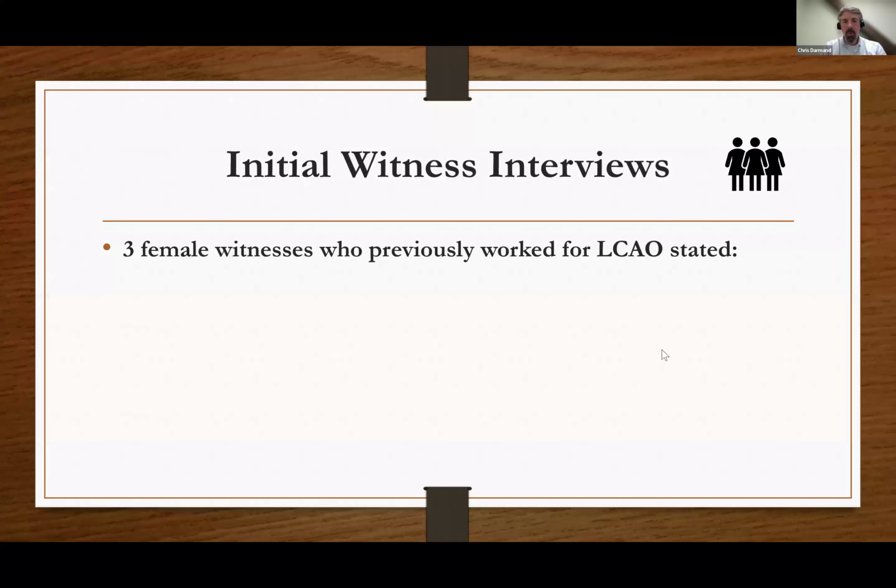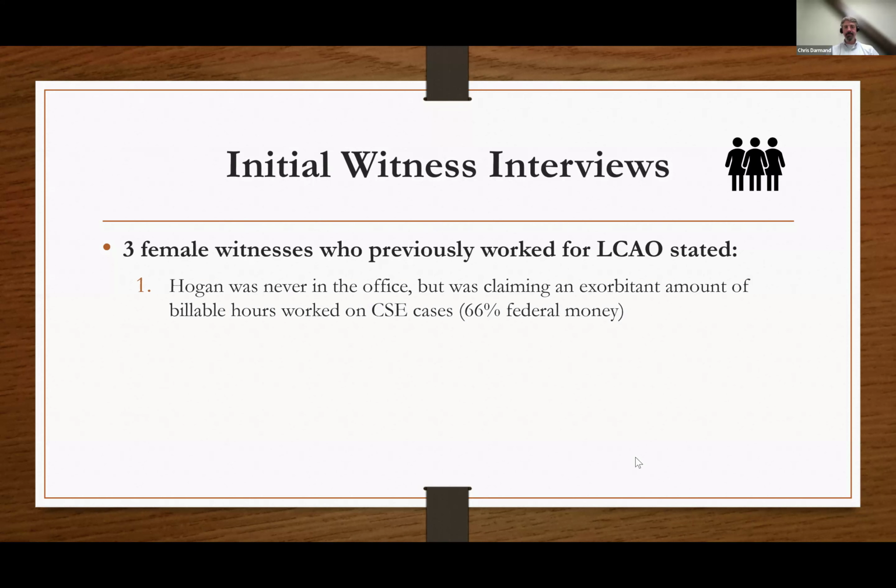Okay, some of our initial witness interviews were with individuals who previously worked in that office. We started to see a common theme. One of those being that Mr. Hogan was rarely in the child support enforcement office. This office was separate from that of the county attorney's office. But despite not being in that office, he was claiming a large number of hours to the program at that $55 an hour rate, which is important to note here, that 66% of that program is based on federal fund grants.